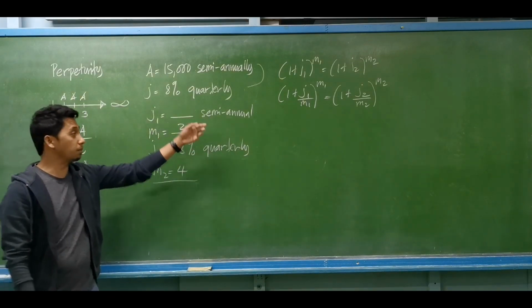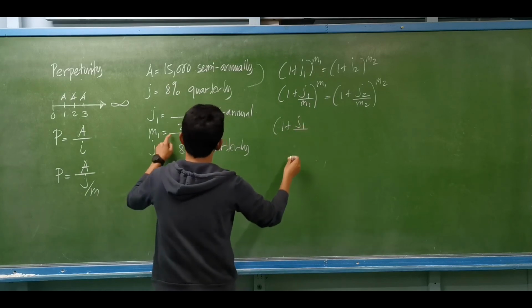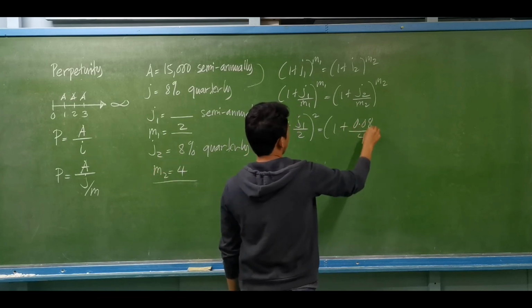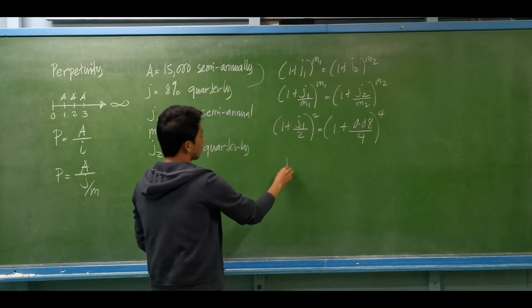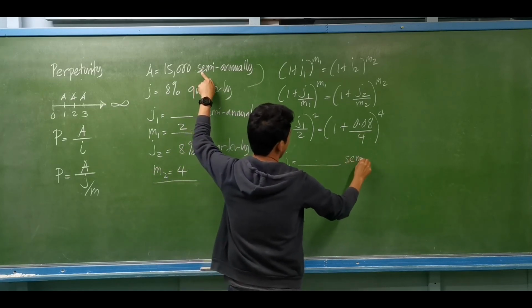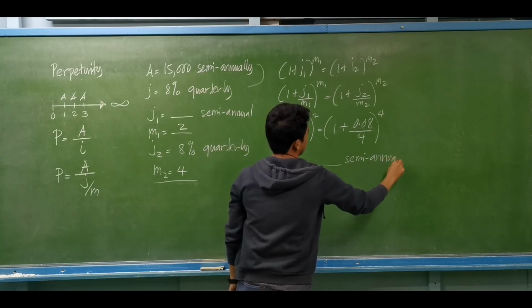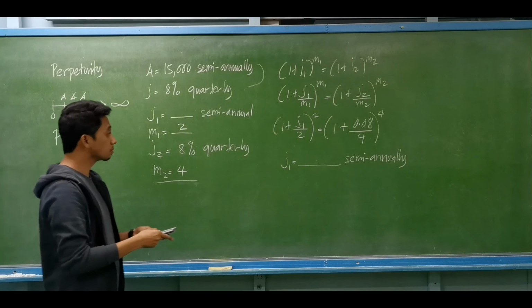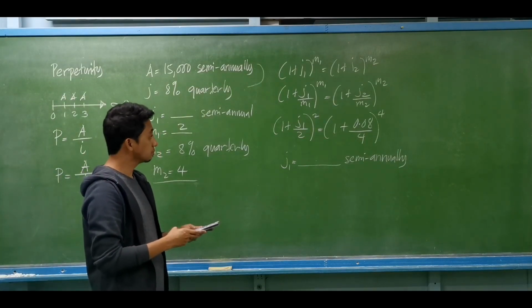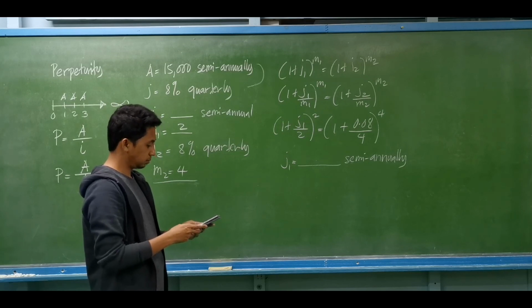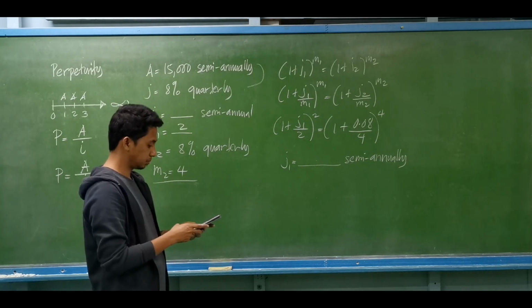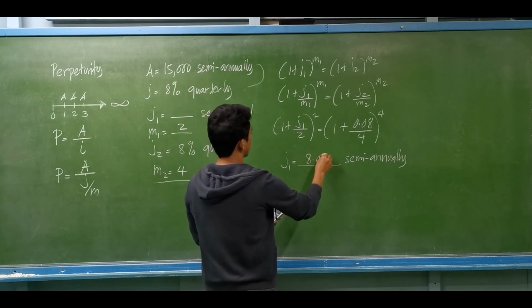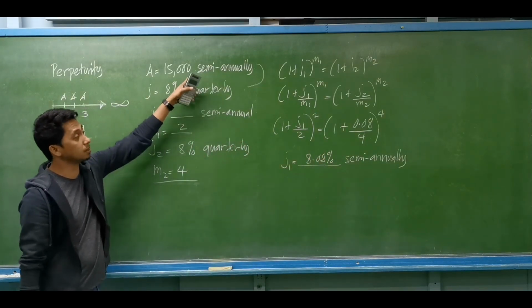So we are looking for the semi-annual rate. That will be 1 plus J sub 1 over 2, raised to 2, equal to 1 plus J sub 2, given as 0.08 compounded quarterly, over 4, raised to 4. So what will be our rate J sub 1 in terms of semi-annual? We have 8.08% semi-annually. We are going to use this one since your payment is semi-annual.